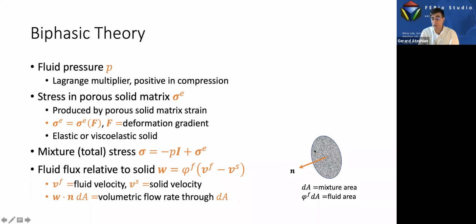So if you have an elemental mixture area dA, then phi^F dA is the fluid area. So the fluid flux is therefore the amount of fluid that's flowing through the pores. So this is the fluid flux, which is one of the unknowns in our biphasic field. So it's important to understand the meaning of it. The advantage of using the fluid flux is that when you take the normal component along this surface normal, multiply it by the elemental area, then you get the volumetric flow rate through the mixture area. That's why you need to multiply by the porosity.